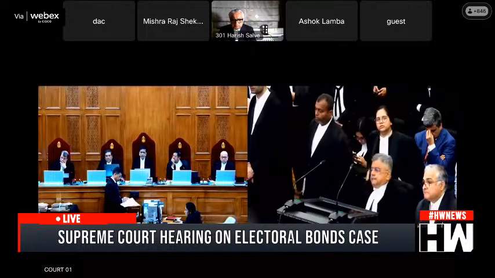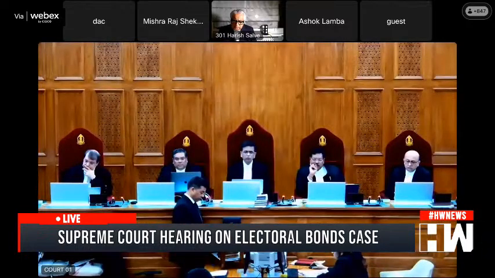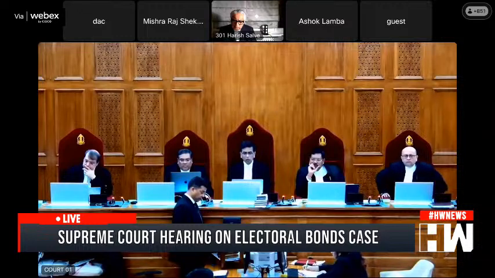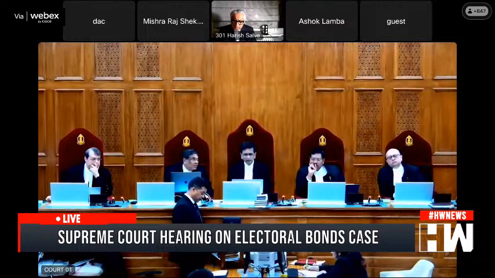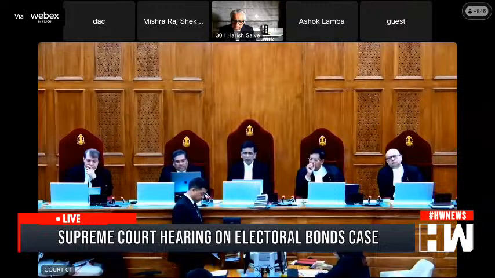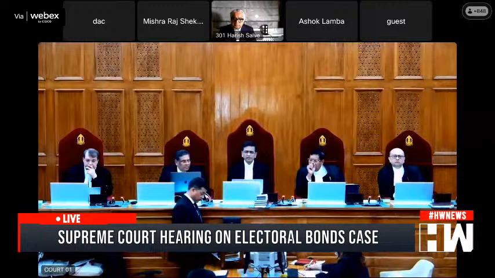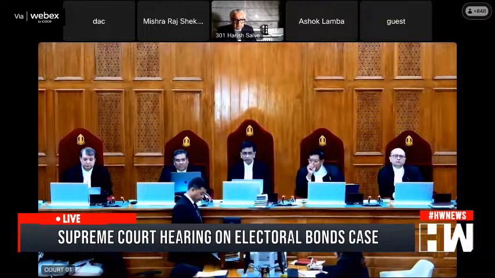Thus, information about a political party's encashment of electoral bonds would be stored only in these branches, which would be clearly accessible. Slips and other details would have to be submitted to the main branch. There is no dispute about the fact, as there cannot be, that this process was duly followed.